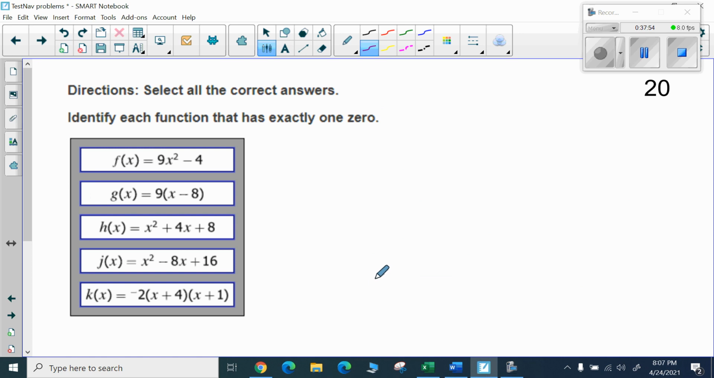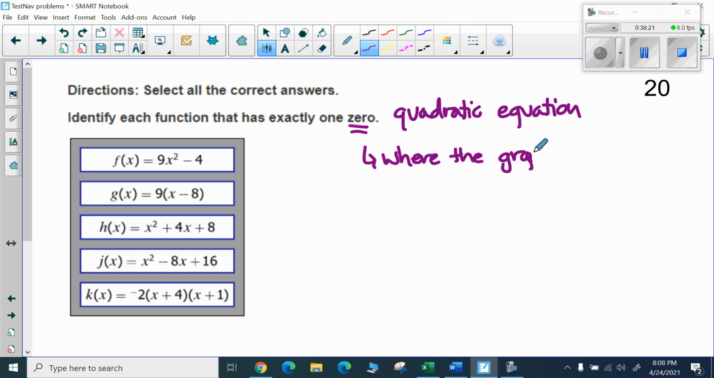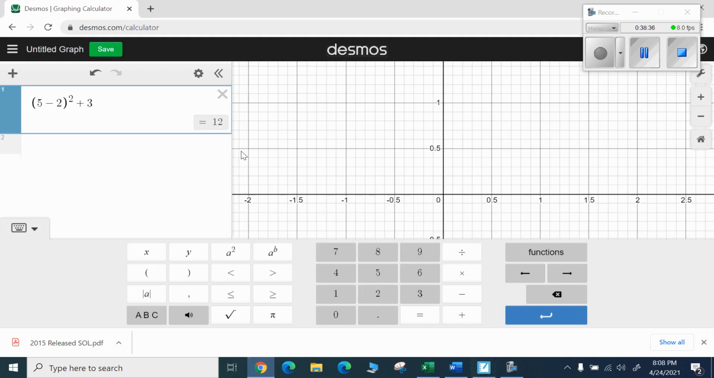All right, for number 20, directions, select all the correct answers. Identify each function that has exactly 1 zero. When we talk about zeros, again, if you look on the quadratic equations document on the SOL review page, remember a zero is where the graph crosses the x-axis. So basically what we have to do is just type in all of these and see which ones cross the x-axis. So it's going to be a little bit tedious, but that's okay.